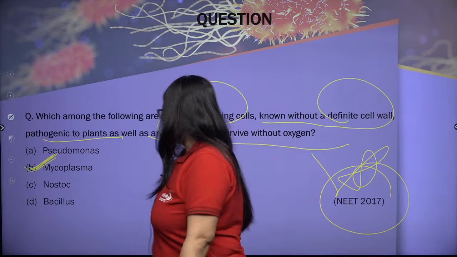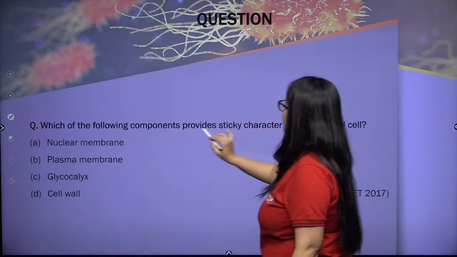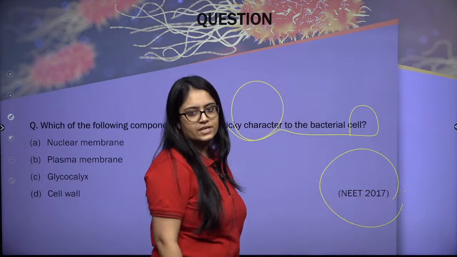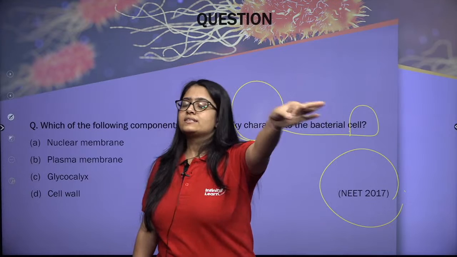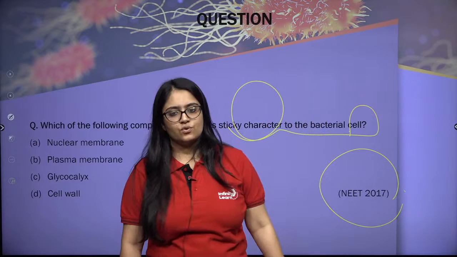Next question, which of the following component provides sticky character to the bacterial cell? This question was asked in NEET 2017. Come on, give it a try, my lovely kids. Which of the following component provides sticky character to the prokaryotic cell? Even the description of this is given in chapter number 8, Cell: The Unit of Life. There also, in the prokaryotic cell, this thing has been discussed. Cell envelope and its modification.